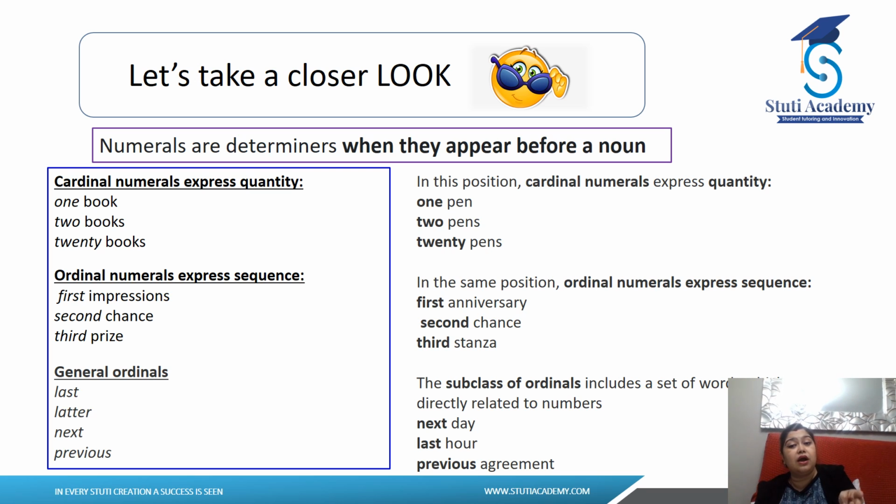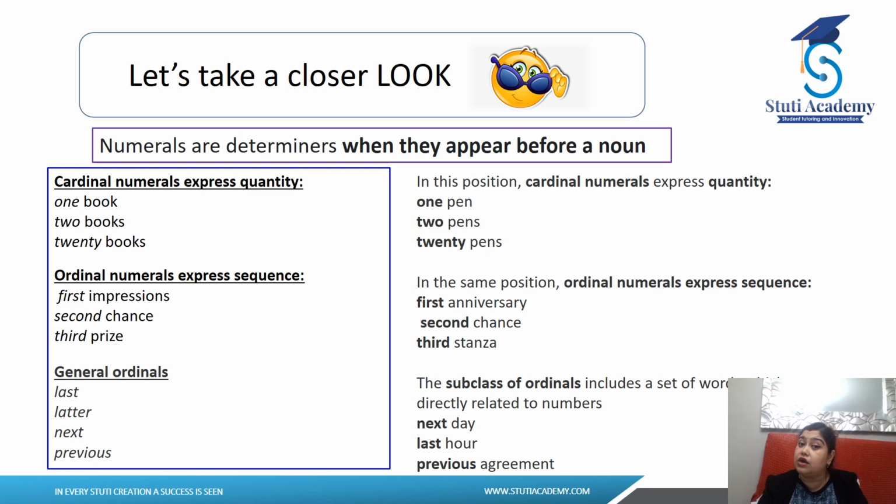Now the subclass of ordinals, okay, will be the general ordinals, like the next day. I am still talking about the next day, the day that will come, like tomorrow. Tomorrow, could be day after tomorrow, or could be a few days after. So next day, okay? But we are not talking about first, second, or third. We are talking about the next day.